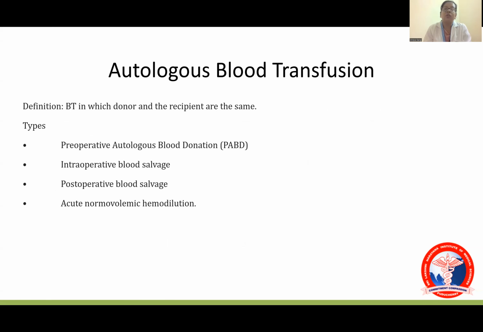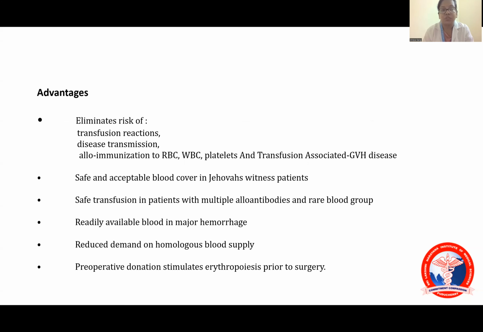Now, some words about autologous blood transfusion. What is autologous blood transfusion? Blood transfusion in which donor and recipient are the same. What are the various types? Preoperative autologous blood donation, intra-op blood salvage, post-op blood salvage, and acute normovolemic hemodilution.